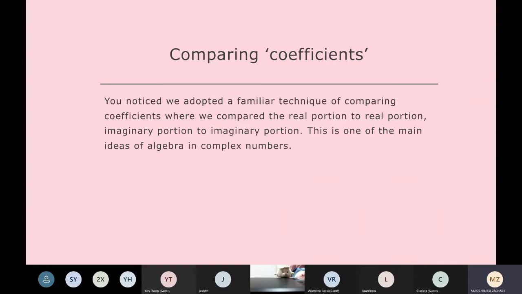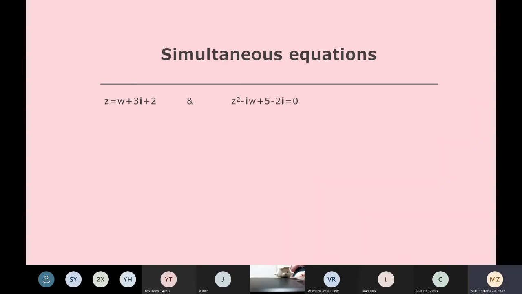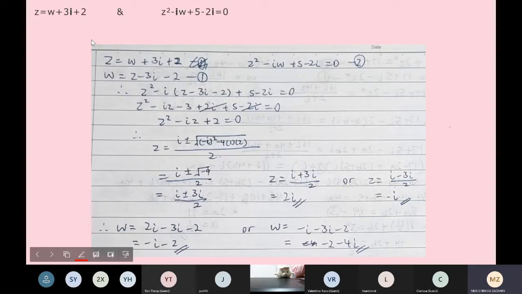Okay, some of you might find this method very familiar, because it's actually a method that you use to solve polynomials as well. Okay, so now we'll start with this. What you have here is 2 equations. All right. Very simply, you're gonna do a simultaneous equation.